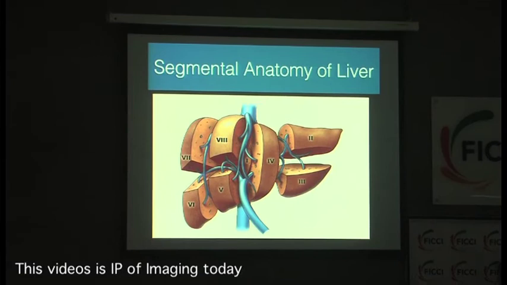So segmental anatomy of the liver, everyone is aware, but I'll just go through. Segments 4, 2 and 3 are on the left. Segments 8, 7, 6 and 5 are on the right. The dividing line between them is the middle hepatic vein and a line joining the middle hepatic vein and the gallbladder fossa, which is also known as the Cantlie line.